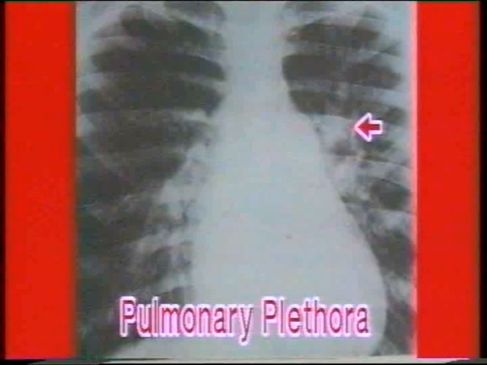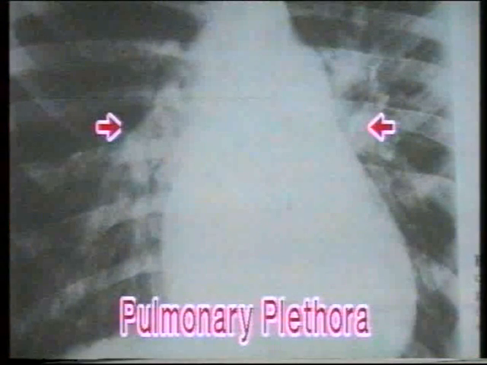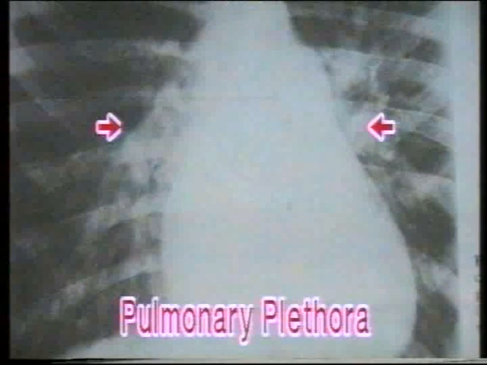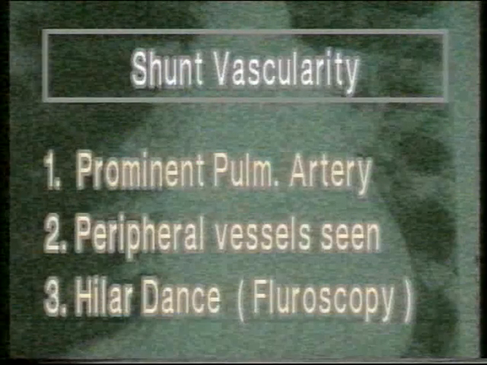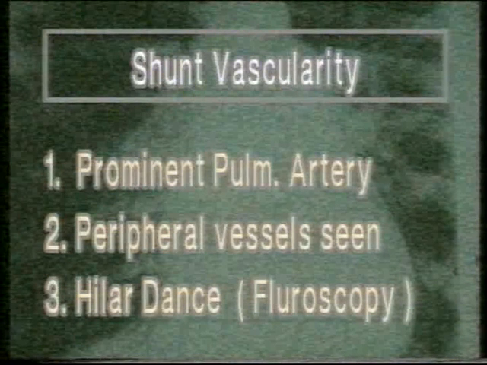If the chest is observed on fluoroscopy, the pulsations of the pulmonary artery are seen prominently, termed as a Hilar dance. This Hilar dance is another feature of a left to right shunt. So whenever shunt vascularity is seen, that is a prominent pulmonary artery, prominent vascular markings up to the periphery of the lungs, and Hilar dance on screening, we know that a left to right shunt exists.